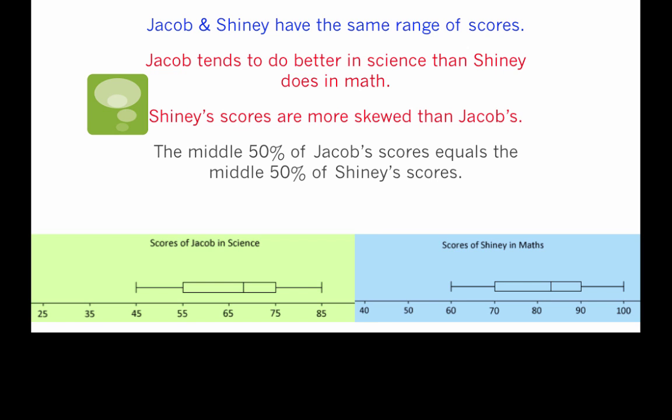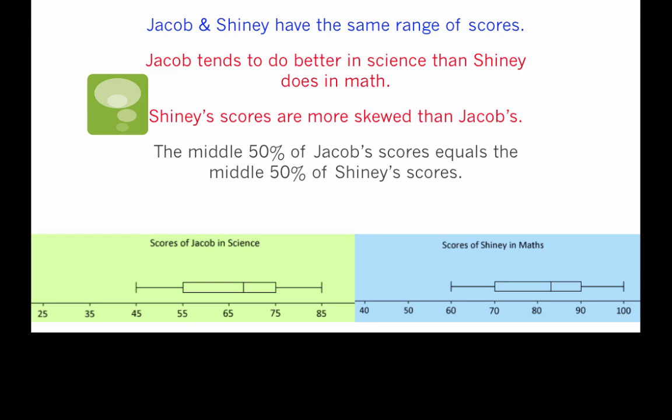And the last statement: the middle 50% of Jacob's scores equals the middle 50% of Shiny's scores. Well, what do we mean by the middle 50%? Do we mean the median? No, the median is the 50th percentile. It's the 50th position, the very middle position. But the middle 50% is really the interquartile range, which is the box.